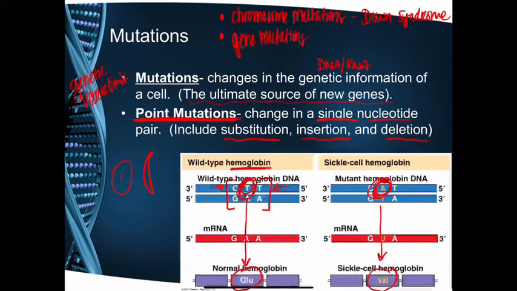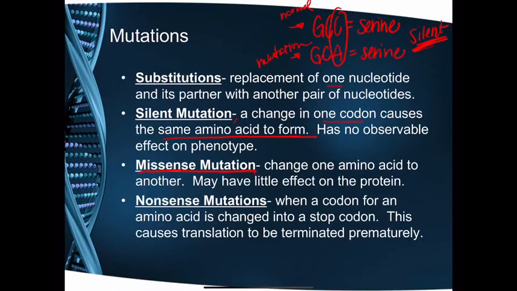This is a point mutation in hemoglobin, but it's also a missense mutation because it changed this glutamine to a valine. That's a missense mutation. Changing one amino acid to another may have little effect on the protein. So it does affect the protein. It makes the wrong hemoglobin. It does cause problems, but it's not the end of the world, so to speak. And I don't mean that lightly, but it is a missense mutation. There's still that protein. It's still going to work. It's just not going to be quite as effective, okay?